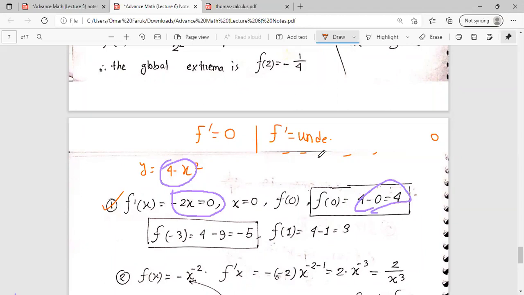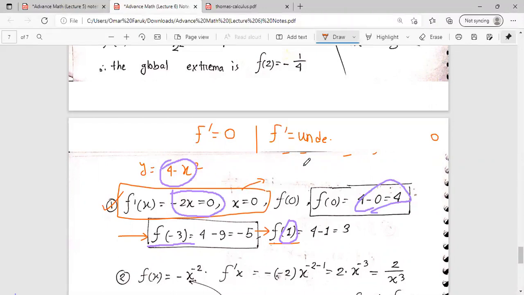According to the situation, we find the function of minus 3. And the second, the function of 1. These are the endpoint values: the function of minus 3 and the function of 1. These two things are our values. I was confused about this, but now I understand.